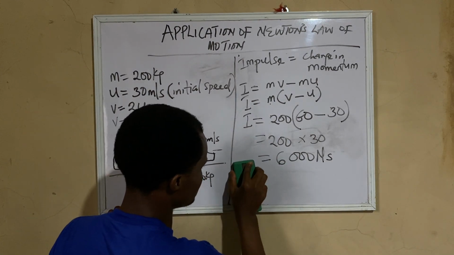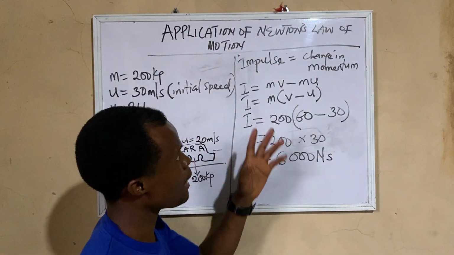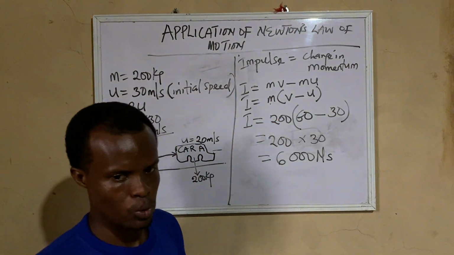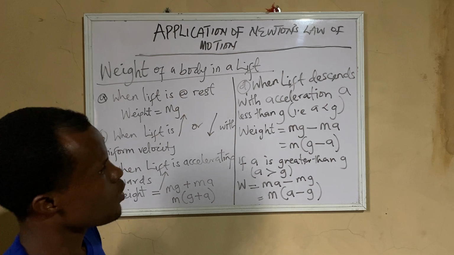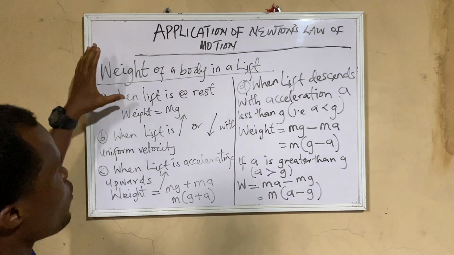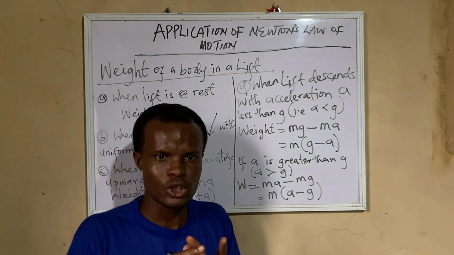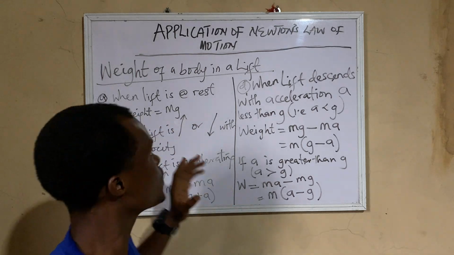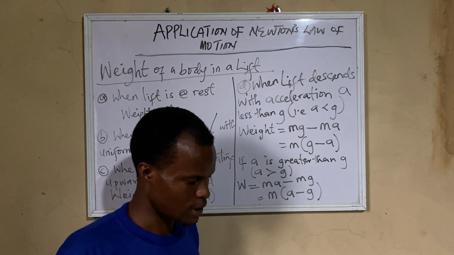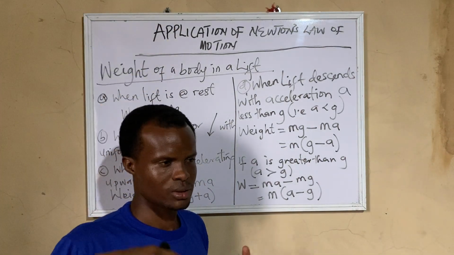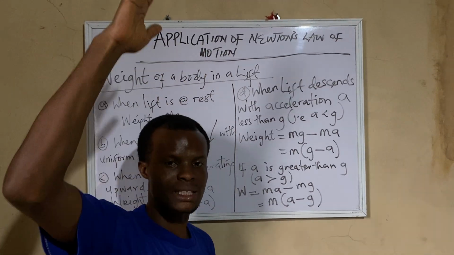So now to another question, another application of Newton's law of motion. This one has to do with the weight of a body in a lift. And of course, for those familiar with tall buildings, they make use of lifts to transport people up and down the building.